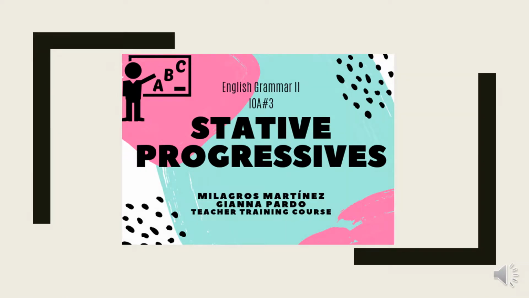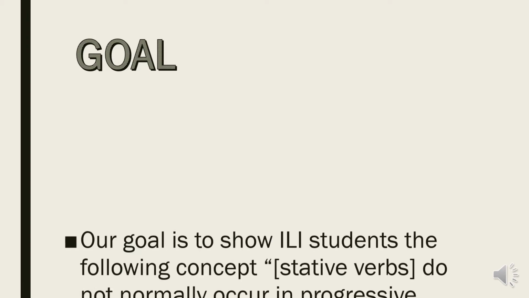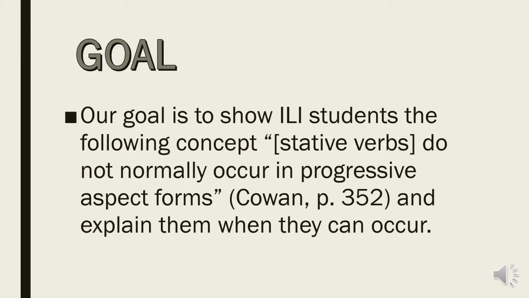This is instance of assessment number 3 from English Grammar 2, and in this presentation we are going to talk about stative progressives. Our goal is to show the students the following concept: stative verbs do not normally occur in progressive aspect forms, and explain when they can occur. But first, we need to explain what stative verbs and progressive aspect are.